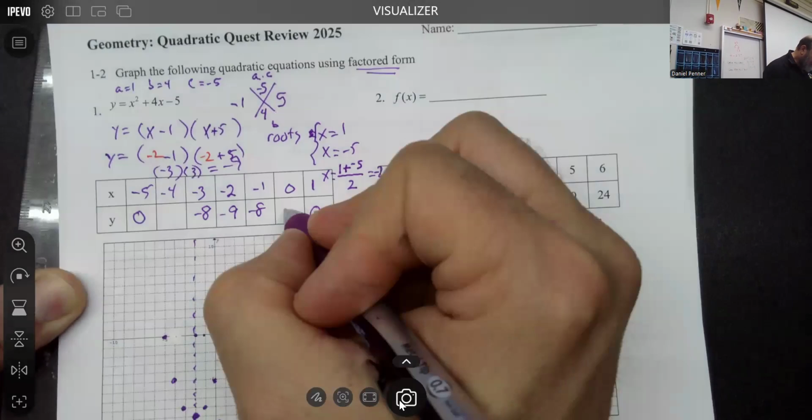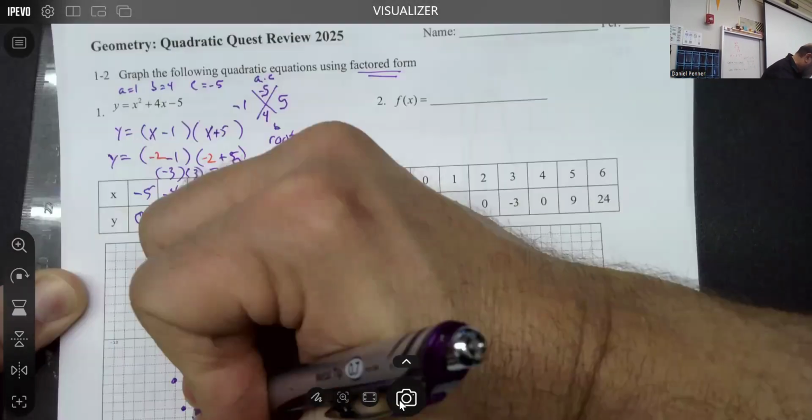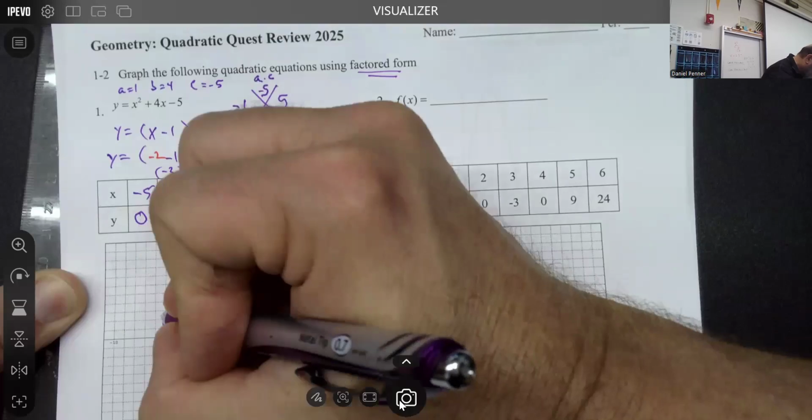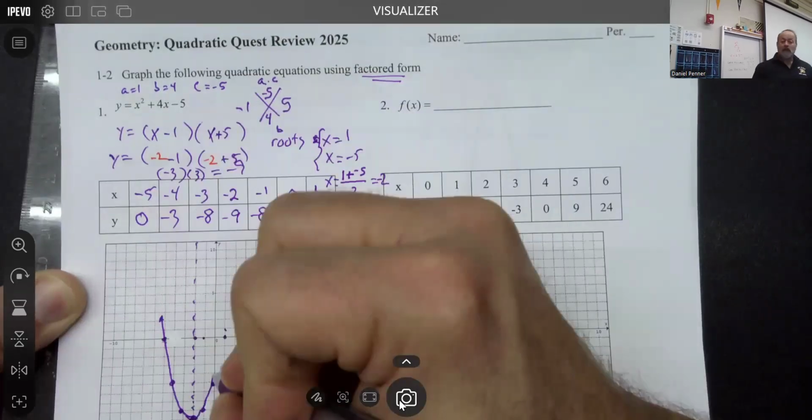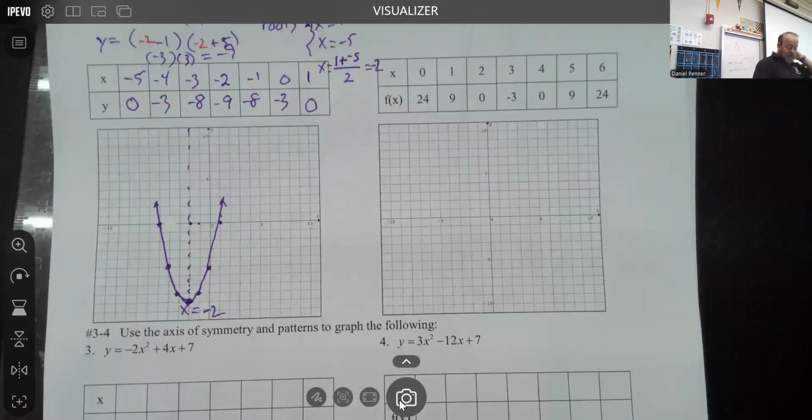Over 1, up 3. And then over 1, up 5. And I have a really nice looking graph. There we go. This looks like a really nice, easy graph. And that matches what I think the graph should look like.